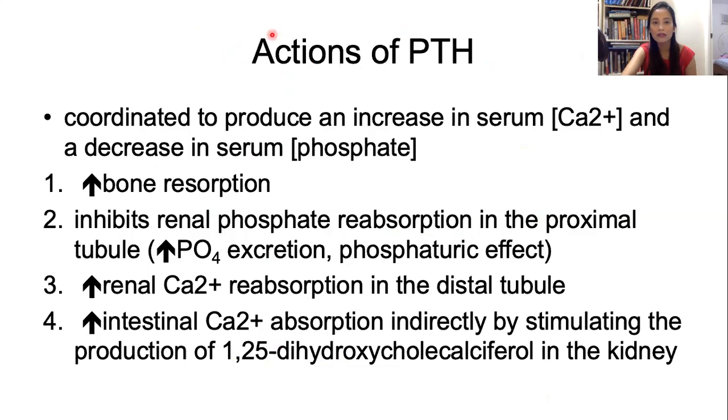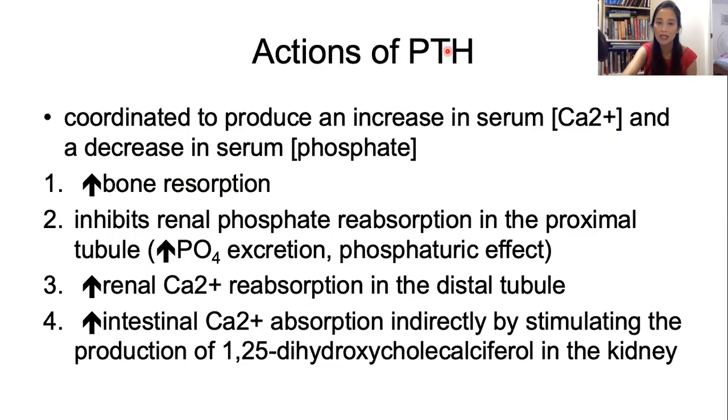So what are the actions of PTH in the body? It coordinates several pathophysiologic processes in order to produce an increase in serum calcium and a decrease in serum phosphate. So PTH, what does it do? It increases serum calcium and decreases serum phosphate. That's the end result. So that's the action of your PTH.